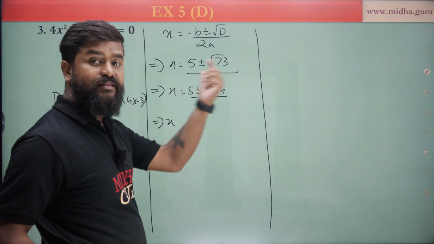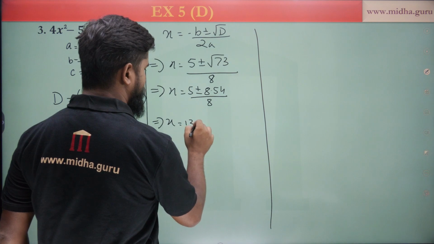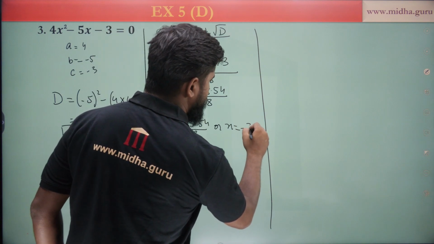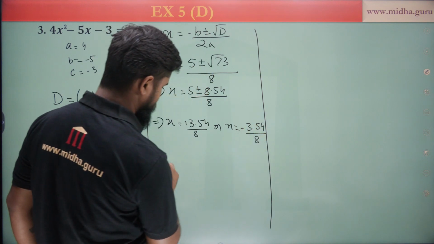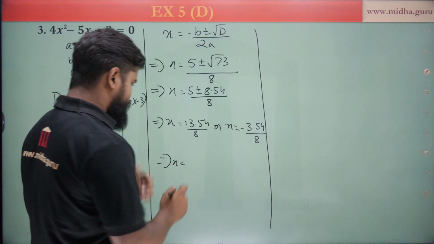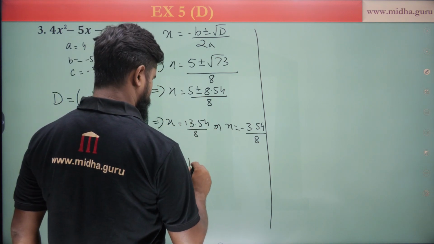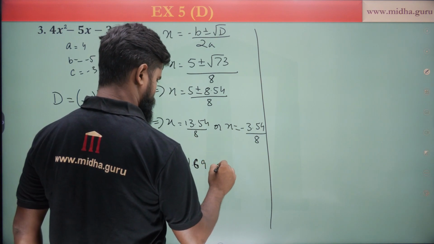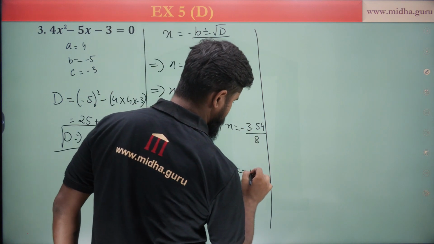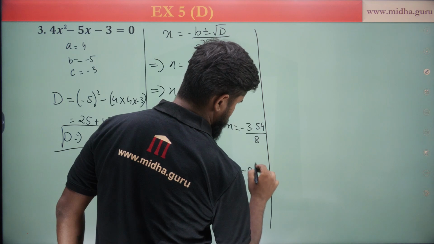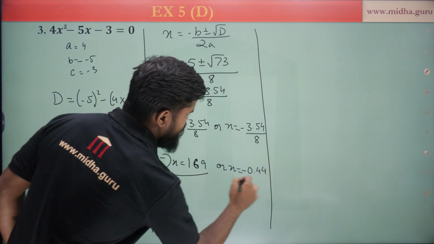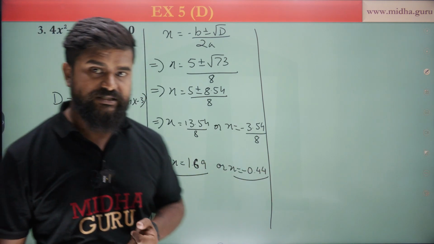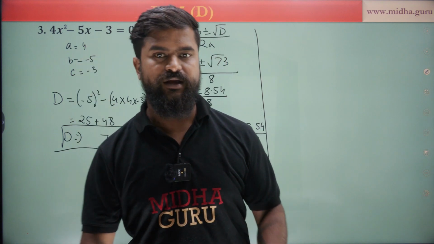So now x is either equal to 5 plus 8.54, which will be equal to 13.54, or 5 minus 8.54, which will be equal to minus 3.54. So then we can divide it as, so x is either equal to 1.69 or x is equal to minus 0.44, rounded off to 2 decimal figures. So those are the solutions for the given quadratic equation.